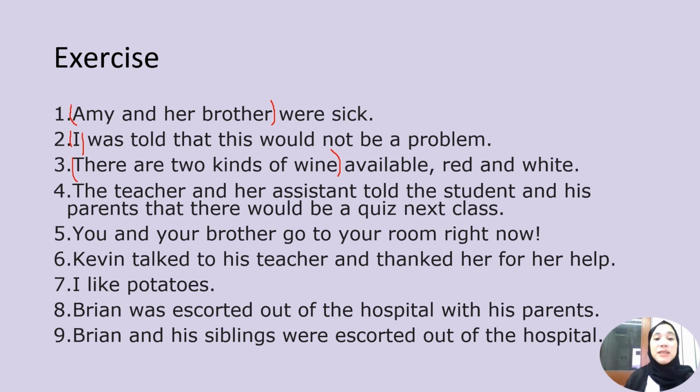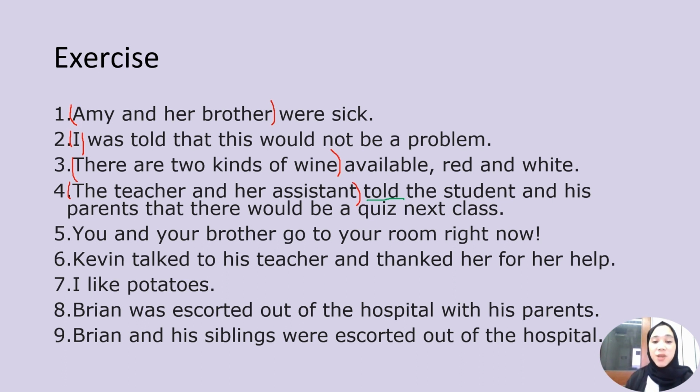Number 4, the teacher and her assistant told the student and his parents that there would be a quiz next class. So the subject is the teacher and her assistant. Told the student and his parents that there would be a quiz next class is the predicate. The tip is, again, if you remember the tip, it starts with a verb. So told is the verb here. So told the student and his parents, and the rest of it, is the predicate.